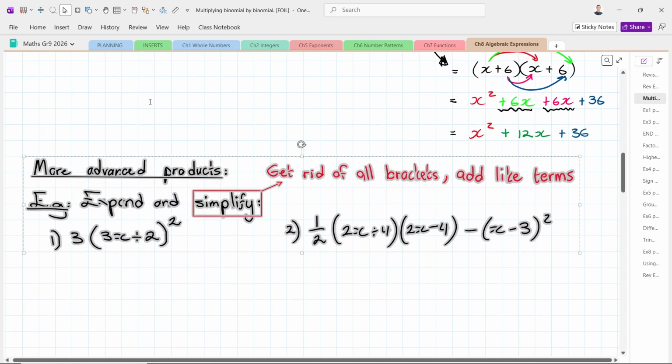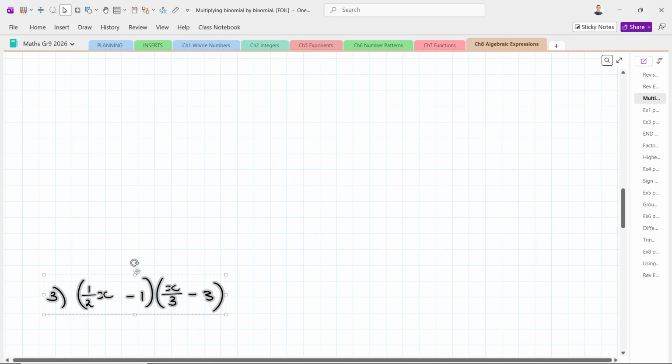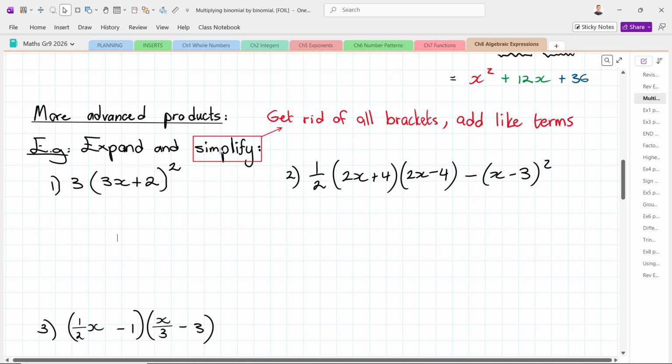So, as promised, we're looking at the 3 advanced products, and this is generally your exam instruction: expand and simplify. Simplify just means get rid of all the brackets and add the like terms. Okay, there's some things that we need to follow here. I'm actually going to put them underneath each other.